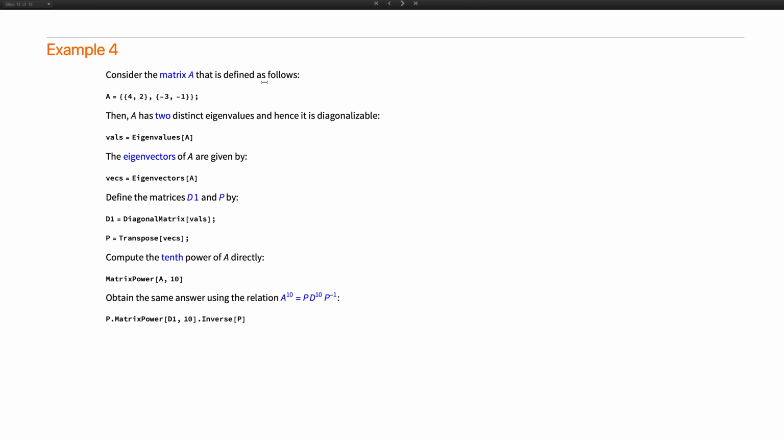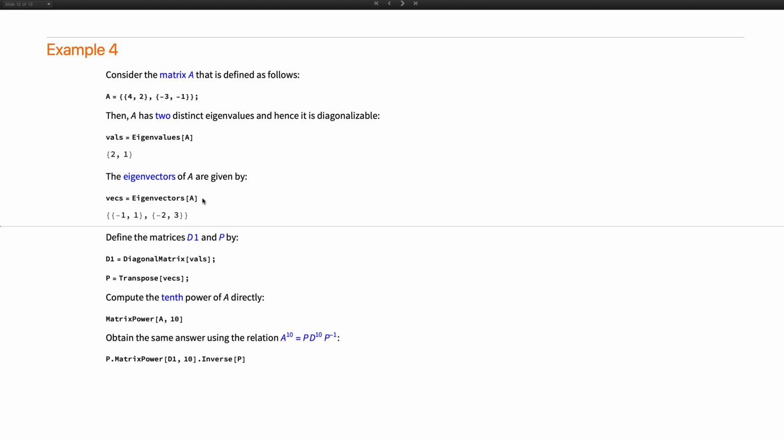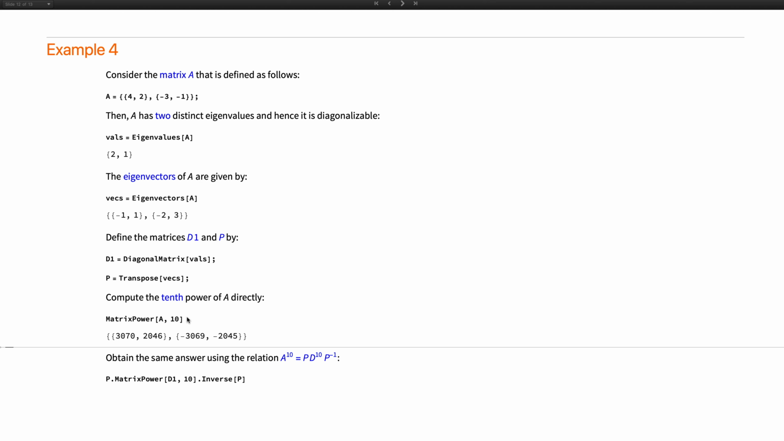And as an example, here is a 2 by 2 matrix. Work out the eigenvalues, work out the eigenvectors. You see it's diagonalizable, so we work out the matrices D and P. I'm calling them D1 and P over here. Now, what you could do is work out, let's say, the 10th power of A directly, or you could use the relation which I stated earlier, that A raised to 10 is P times D raised to 10 times P inverse. Let's do that over here. So you do P times MatrixPower of D1 raised to 10 times the inverse of P, and you do get back just the same result.